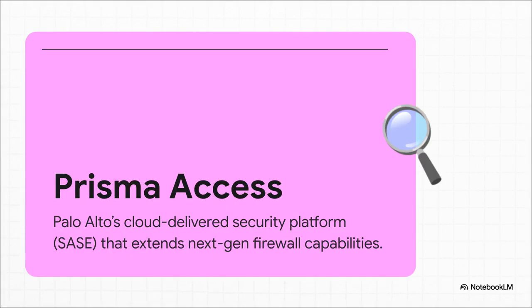The easiest way to think about it is this. It's a full-blown Palo Alto next-gen firewall just delivered from the cloud. It's got all the cool features you already know, right? App ID, threat prevention, URL filtering, but it makes them available to any user, on any device, anywhere on the planet without having to ship them a single physical box.